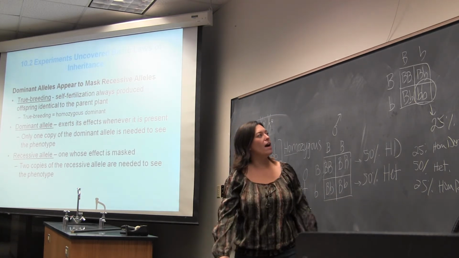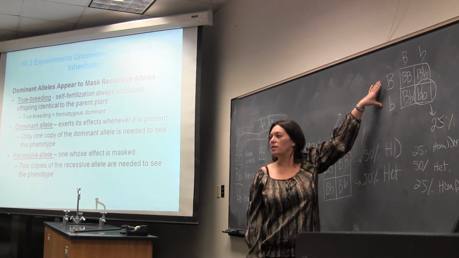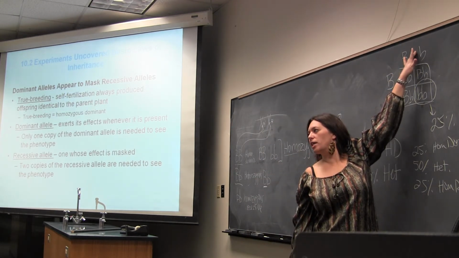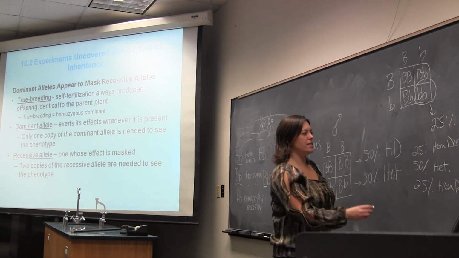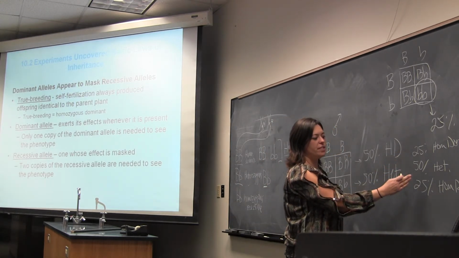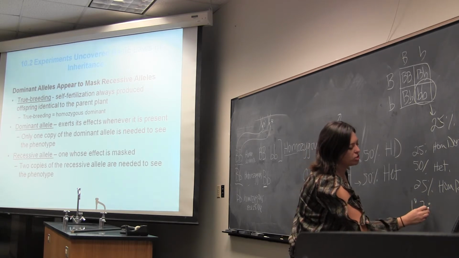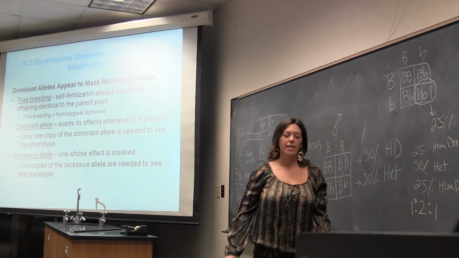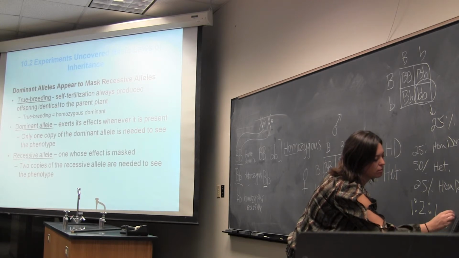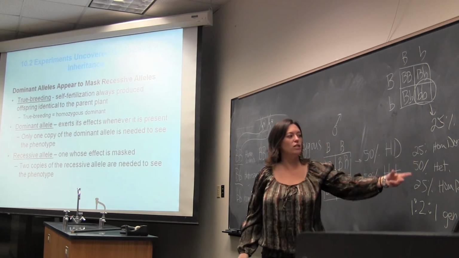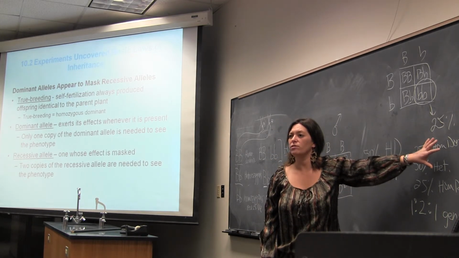Whenever you have a heterozygous crossed to another heterozygous, you're always going to see this 25, 50, 25. So in other words, that's going to be a ratio of 1 to 2 to 1. That's going to be the genotypic ratio. That's based on the genotype of the alleles.